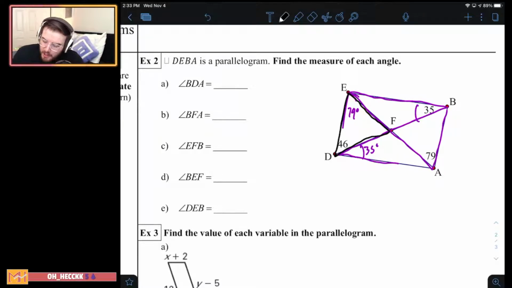So here's the triangle. Well, 180 minus 79 minus 46. How many degrees are left? 180 minus 79 minus 46 leaves me with 55. So this is 55 degrees. Well, I keep seeing more and more facts that we already know. This is vertical angles. So then, boom, that's 55 degrees.